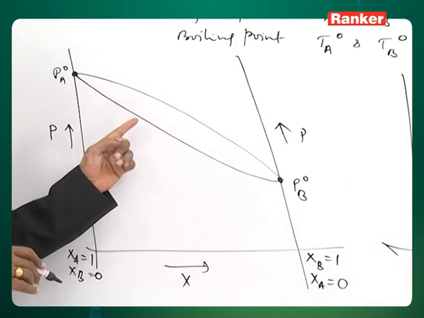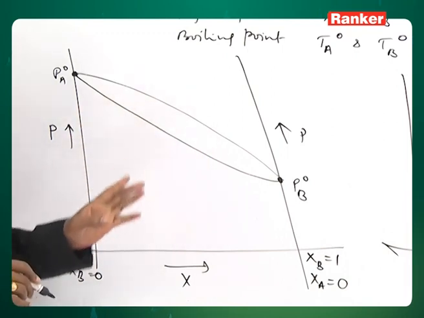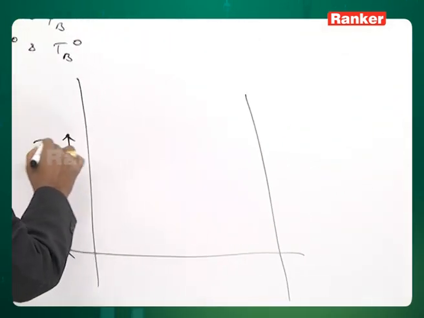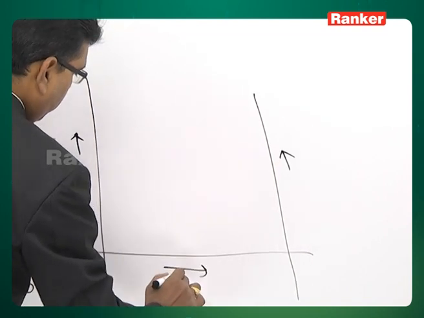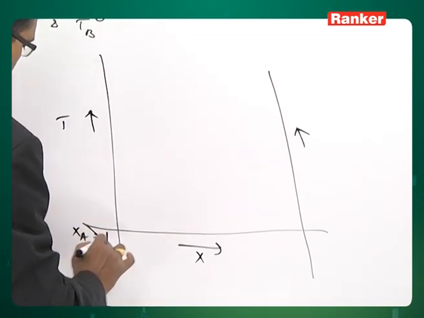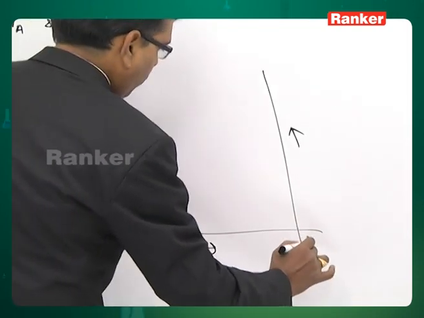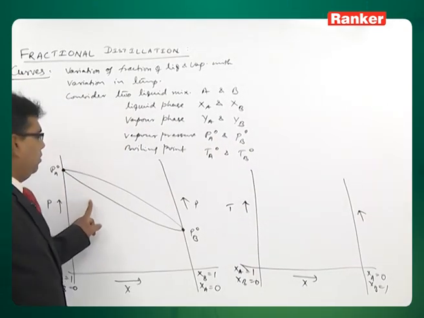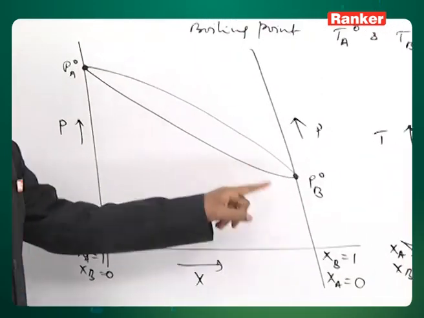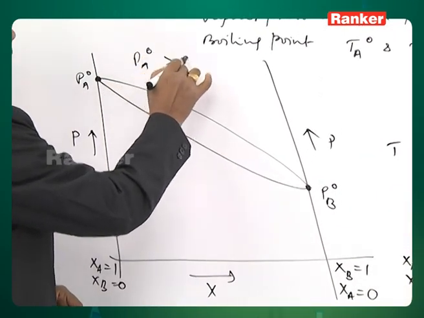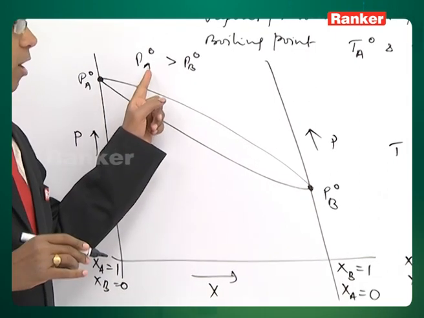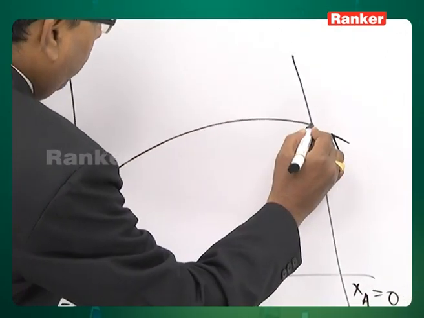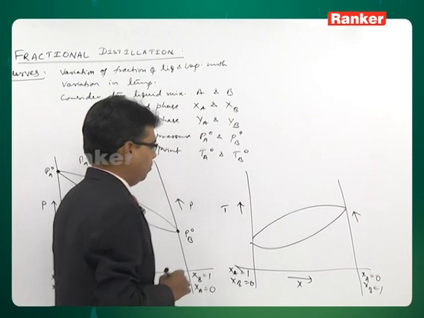Then which curve is of the liquid phase and which curve is of the vapor phase? How do we determine that? Before that, I will also draw another graph, that is boiling points versus fractions. Now, from this graph, what you can understand is P A naught is greater than P B naught. That means the boiling point of A will obviously be less than the boiling point of B. So, in that case, the graph will be something like this.